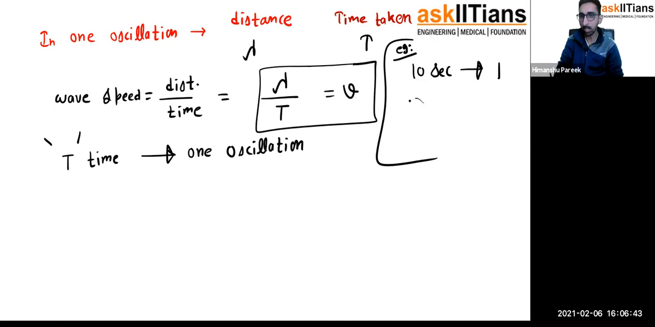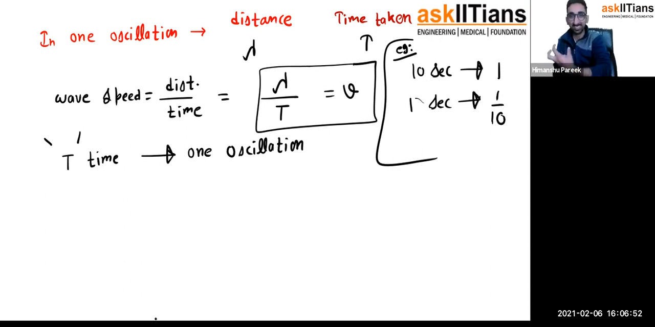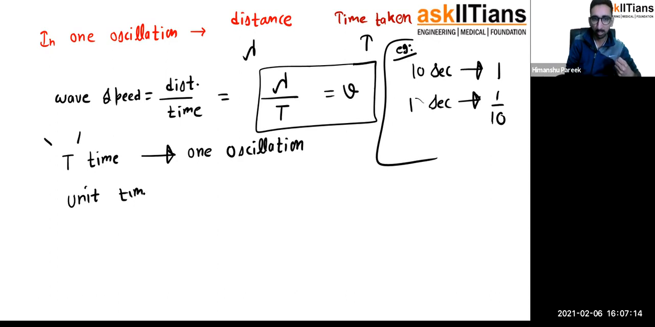In 10 seconds, I'm completing one oscillation. So how many oscillations will I complete in 1 second? 1 by 10. For 10 rupees, you get one book, right? So for 1 rupee, how many books will you get? 1 by 10. So that's what we call the frequency. In 10 seconds, you complete one oscillation, so in 1 second, you complete 1 by 10 oscillation. So in T time, you complete one oscillation. In unit time, unit can be second, hour, whatever the unit is, you'll be completing 1 over T oscillation.